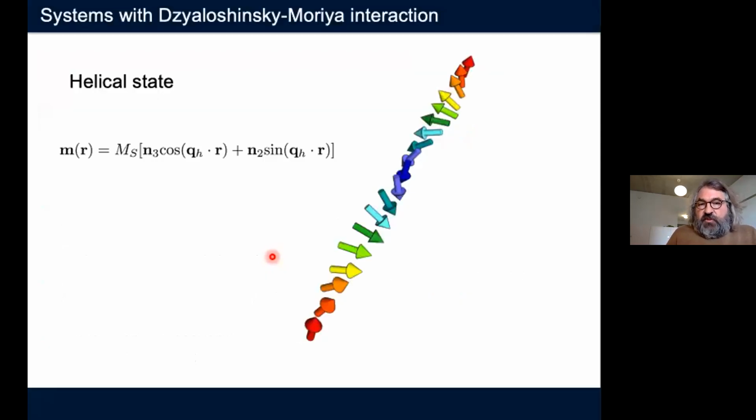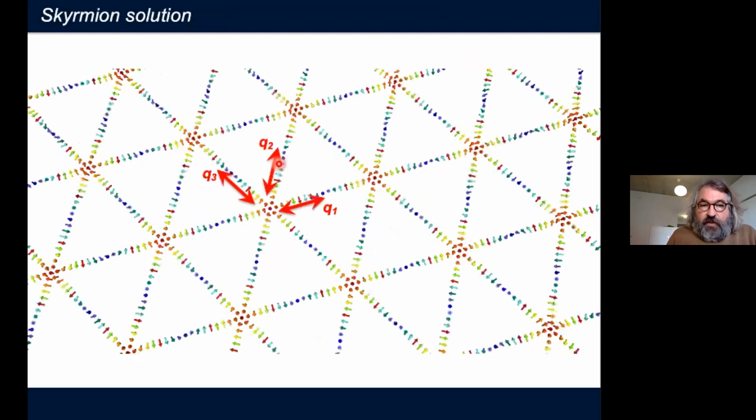So in systems in which the inversion symmetry is broken, you can, apart from the symmetric exchange interaction, also get an antisymmetric exchange interaction, the so-called Dzyaloshinskii-Moriya interaction, which favors tilting or twisting of the spins, which gives rise to, for instance, the helical state shown here with the propagation vector Q_H. So skyrmions can be seen to first order, and this is a simplification but good enough for the discussion here, as a triple-Q solution, so three helical orders put together, forming this hexagonal skyrmion lattice in two dimensions.